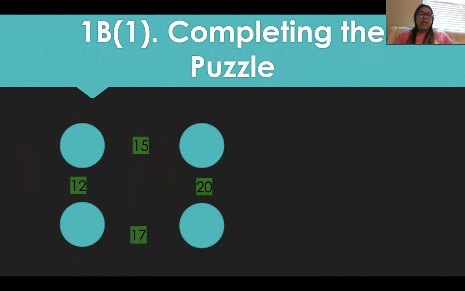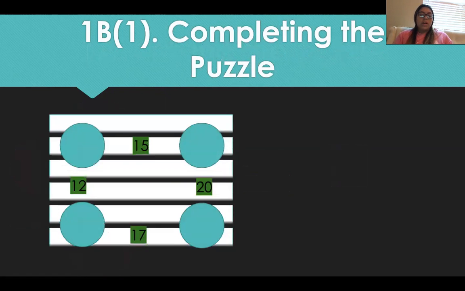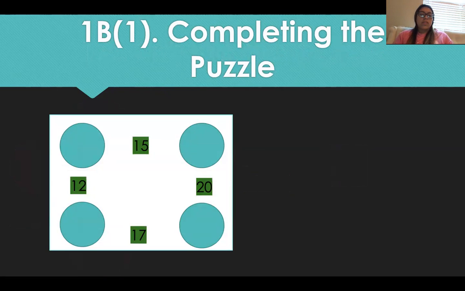Let's look at the next puzzle. We are asked to complete the puzzle. Let's take a look at the puzzle above. In the upper left corner, we are given the number 7. If we subtract 7 from 15, because we are trying to find what number plus 7 gives us 15, we have to do the opposite, which is subtract. So if we subtract 7 from 15, we get a total of 8. Therefore, the top right circle will be 8.